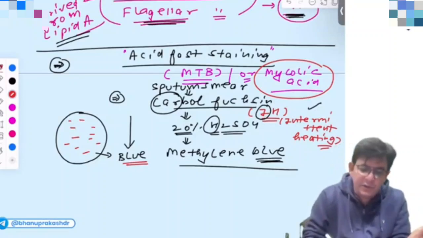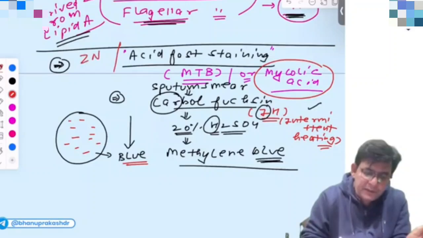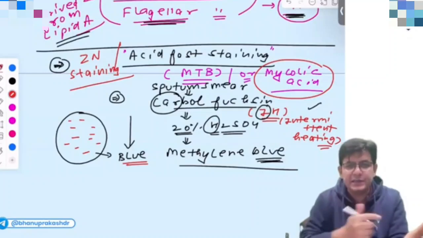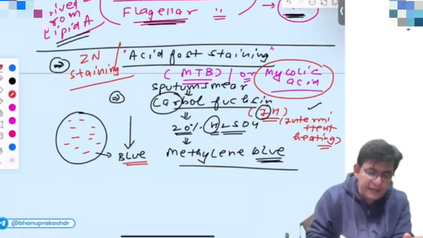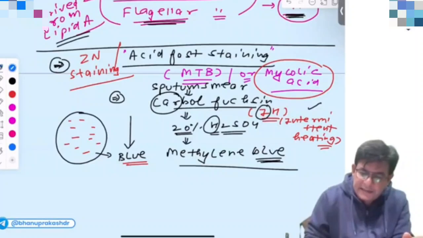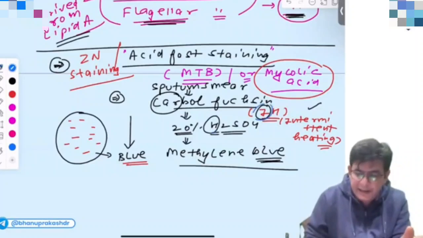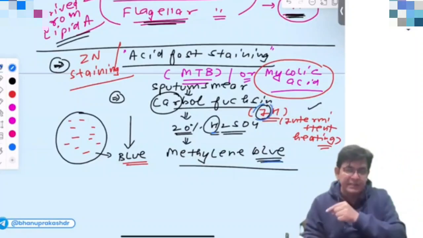Is it fine? So if you are confused, what is Zn? Zn staining is the other name of acid fast staining, and Zn is the name of two scientists, Ziehl and Nielsen. So remember this particular fact, guys. Carbol fuchsin is the stain from inside, which color? Blue. This gives you a sequence.